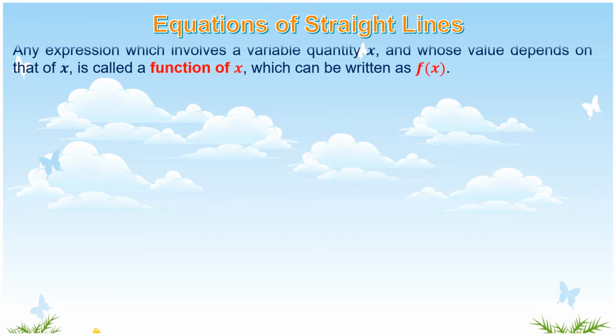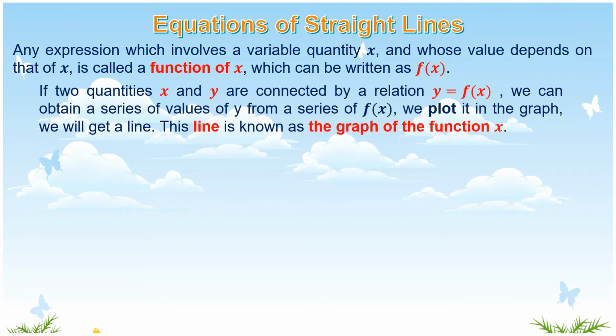Equations of straight lines. Any expression which involves a variable quantity x and whose value depends on that of x is called a function of x, which can be written as f(x). So f(x) is read as f of x. If two quantities x and y are connected by a relation y = f(x), we can obtain a series of values of y from a series of f(x). We plot it in the graph, we will get a line. This line is known as the graph of the function.